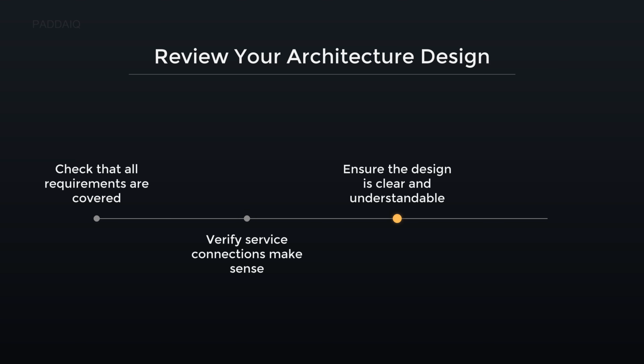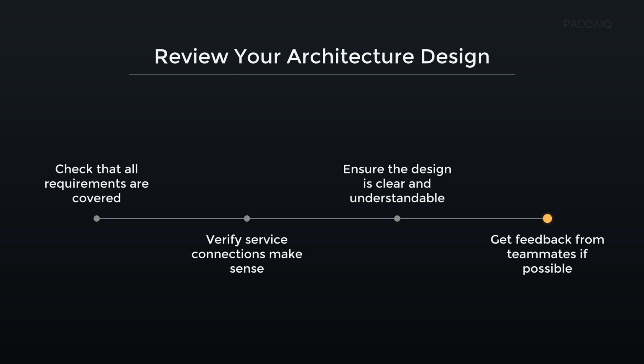Ensure the design is clear and understandable. This means your architecture should be easy to explain to others without confusion. For instance, a simple e-commerce app might use BTP for user authentication and a database service, with a clear diagram showing how they connect. A clear design prevents costly errors and streamlines development.